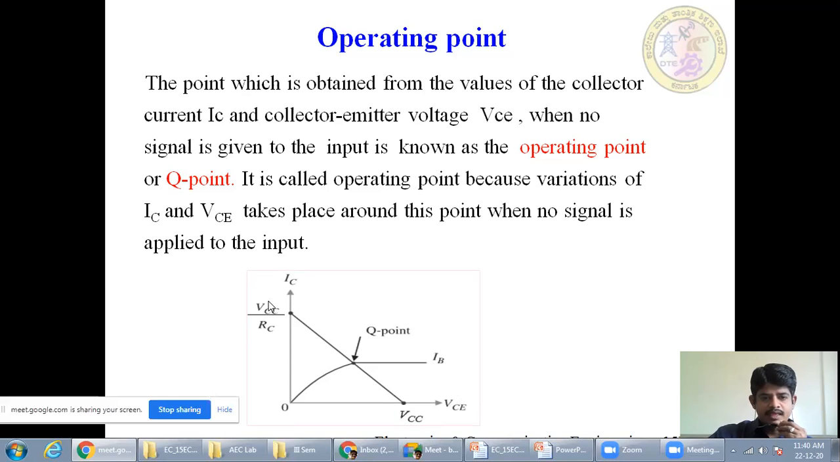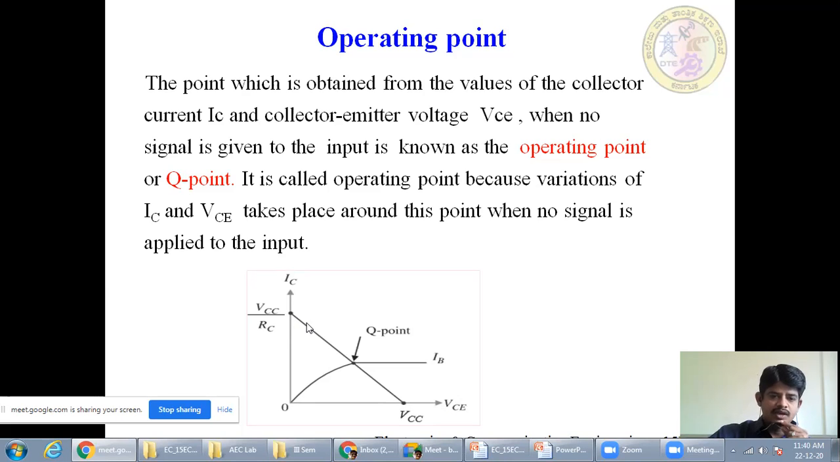I can take the collector current as VCC by RC. I told you RC means the collector resistance, or you can take it as RL. So I can calculate IC as VCC by RC or RL, and here VC is nothing but VCC. Okay, so now these are the 2 points. I can get this IC by keeping the voltage 0. Okay, that is normally the saturation mode.